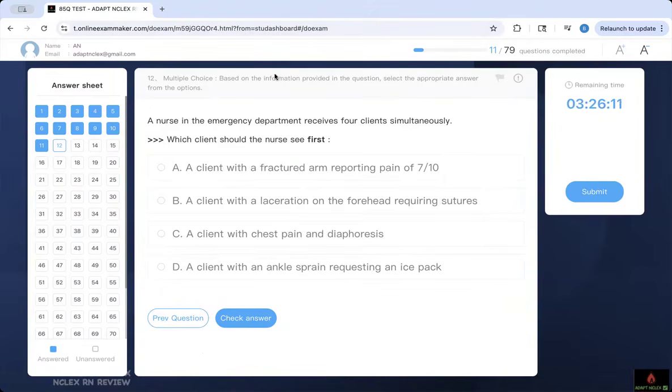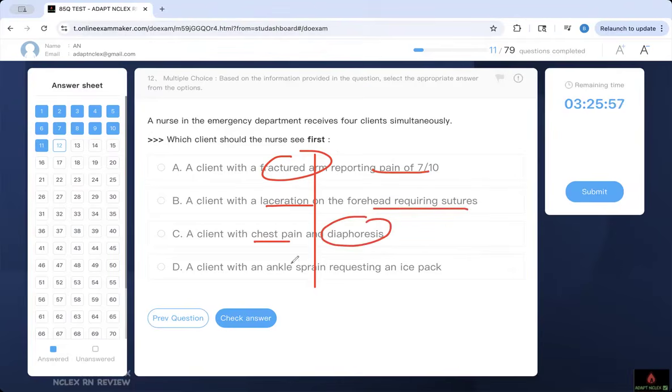Divide the thing and figure out. Read it like you're taking care of a patient, and ask yourself: femur fracture, I have pain. Is that what I expect? Laceration on my forehead, and I'm requiring sutures. I have chest pain, and I'm sweaty. And I have an ankle sprain, and I'm requesting an ice pack.